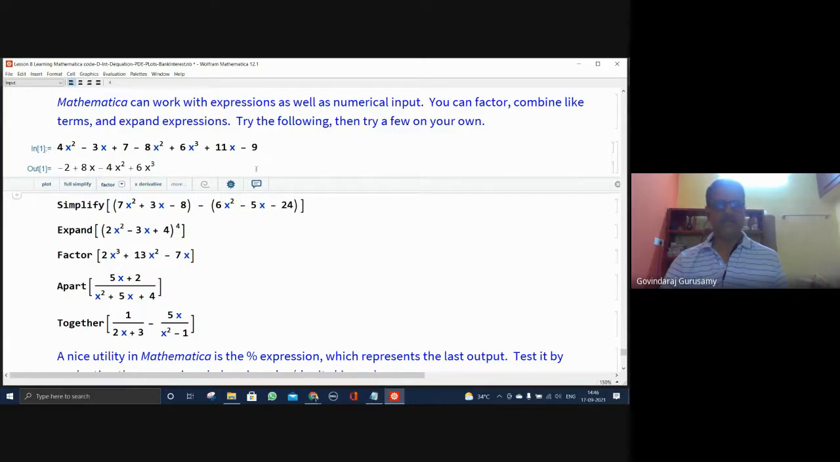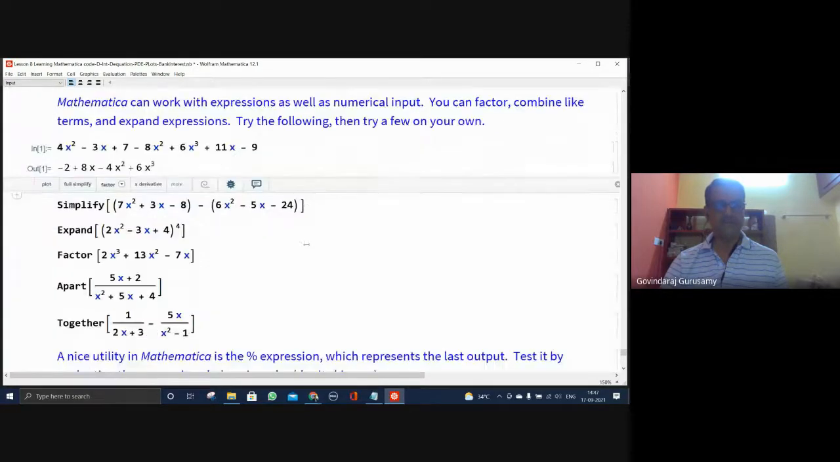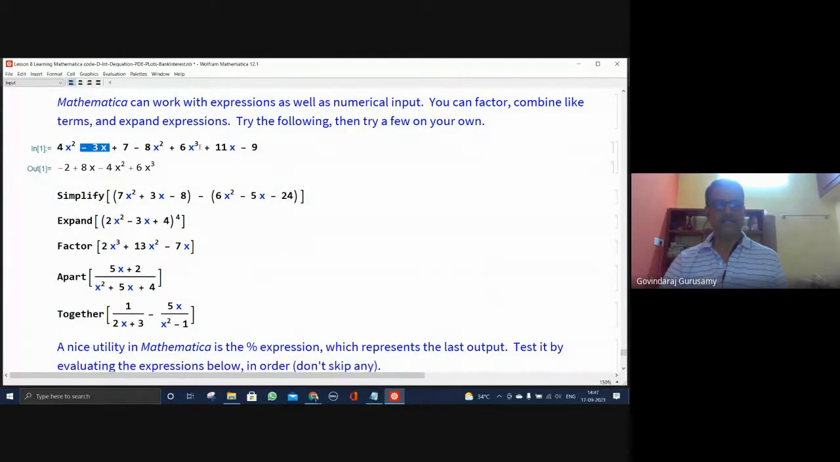So x, you can see here, 4x square. What happened to this? Minus 4x square. Okay, something wrong. I'm supposed to get back the same thing. Yeah, it has done something, because minus 3x, there is 11x is there.